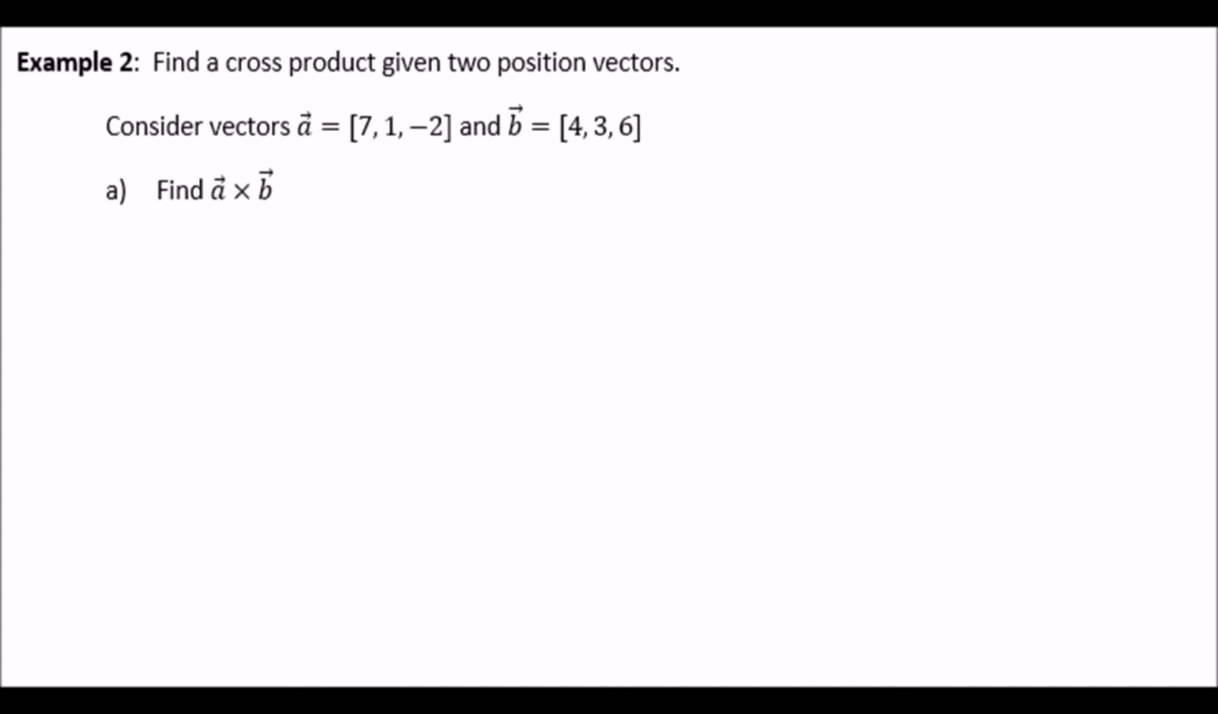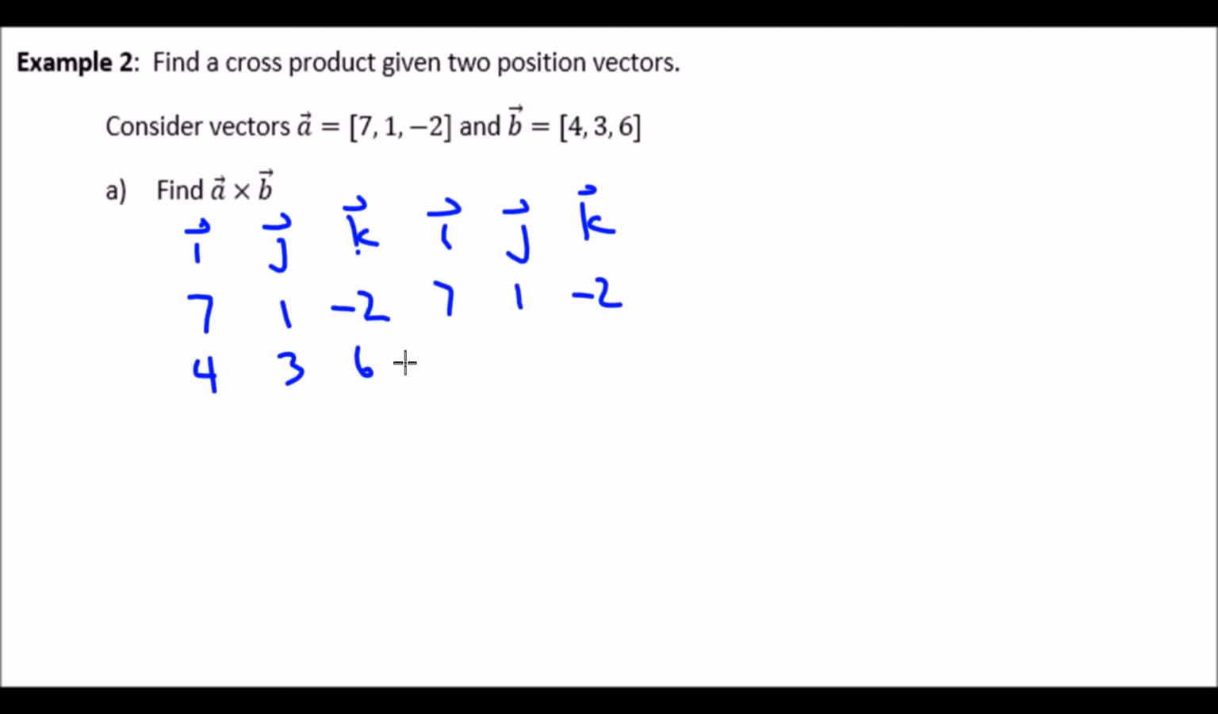So here we're back to Cartesian vectors. So I'm going to start with, I want to find A cross B, so I'm going to do I, J, K, I, J, K, and then I'm going to write my first one. It's A cross B, so I'm going to do A first, so 7, 1, negative 2, 7, 1, negative 2, and then my B vector, so it's going to be 4, 3, 6, 4, 3, 6. I'm going to multiply, so I'm going to start with the I and go down, and then I'm going to go back diagonally up through the I. So that one right there, that's my first coordinate.